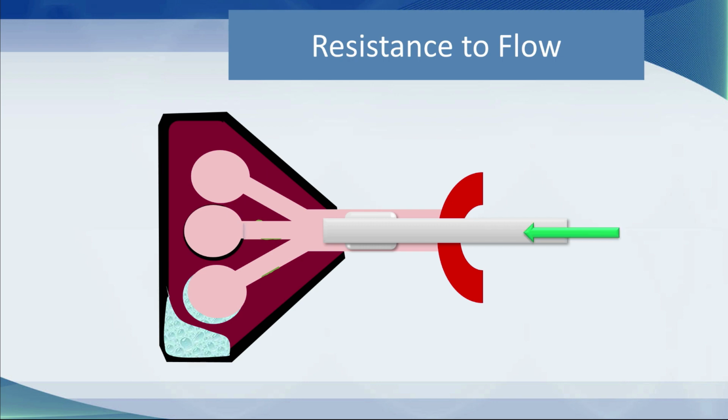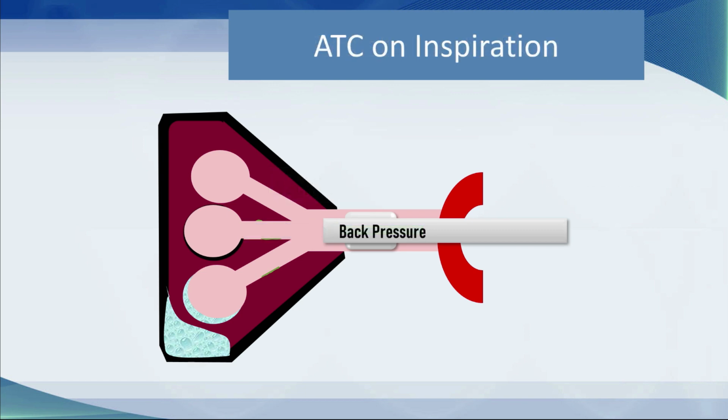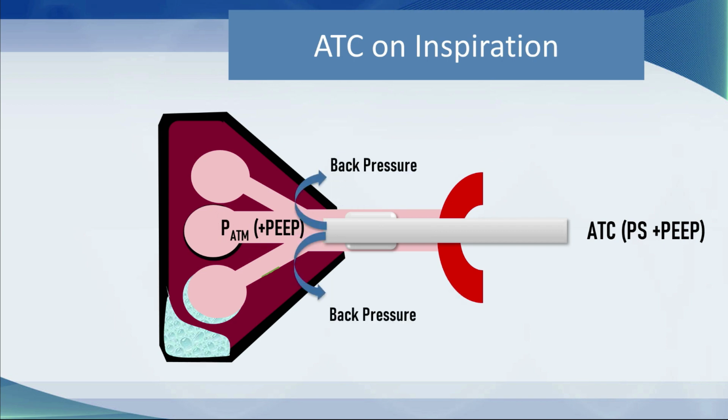Essentially, the flow through the endotracheal tube is determined by forward pressure generated by the ventilator and the inspiratory effort, and back pressure consequent of airway resistance and PEEP. The purpose of automatic tube compensation on inspiration is to instruct the ventilator to generate sufficient forward pressure to offset that back pressure during inspiration, to ensure that the patient does not sense that they're having to work hard to inhale.